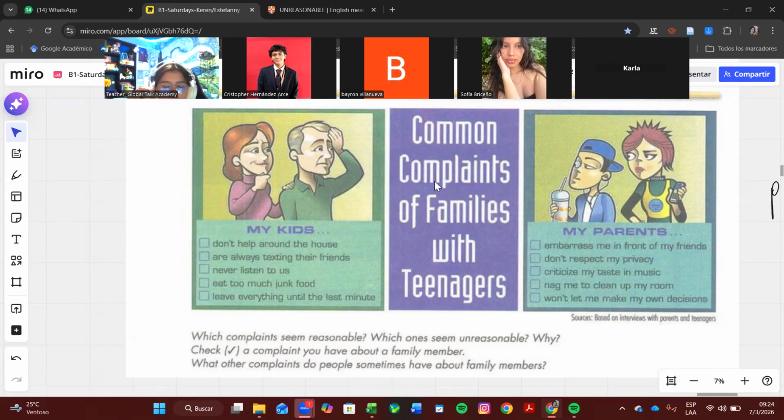So I think that it's reasonable that they say, don't help around the house or never listen to us. But I think that it is unreasonable that they are always texting with their friends, because they're just talking, or eat too much junk food, that it's their life and they can eat everything that they want. Yes, right. I agree with you.